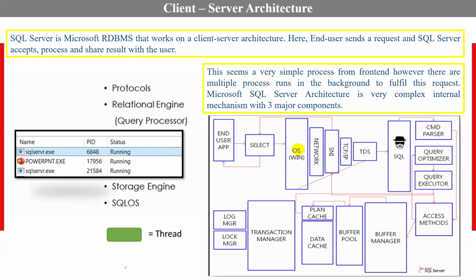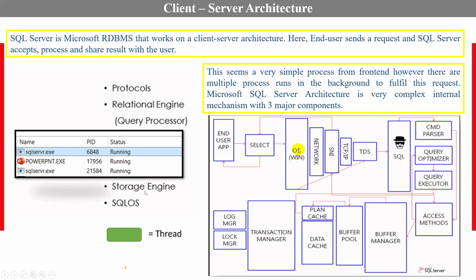So the relational engine is nothing but processing queries. Apart from that, it is doing nothing else, just processing your query. Under the relational engine, we have three components: command parser, query optimizer, and query executor.